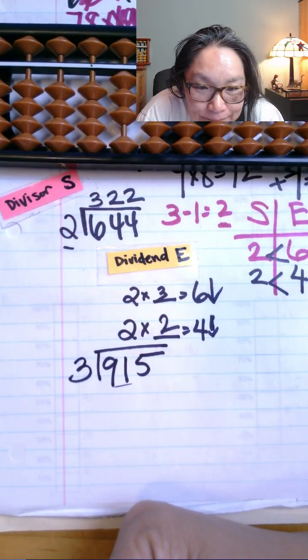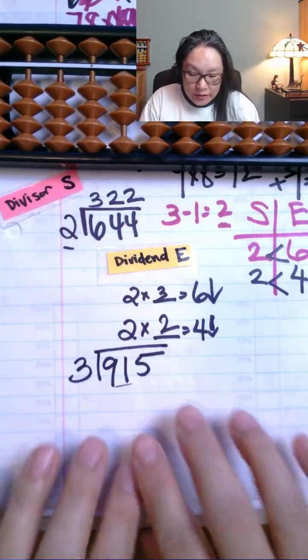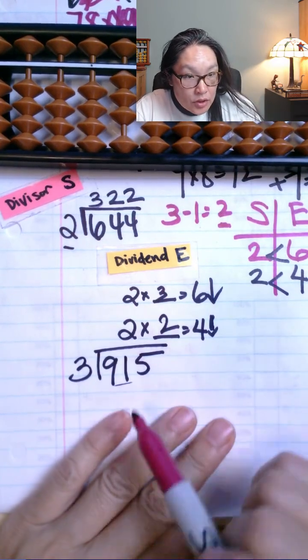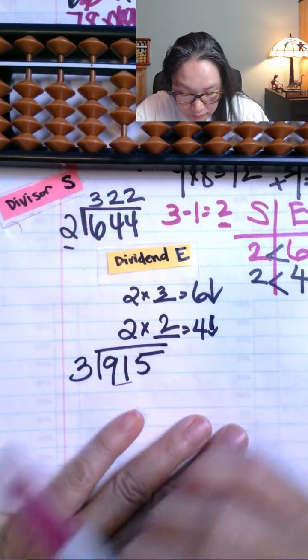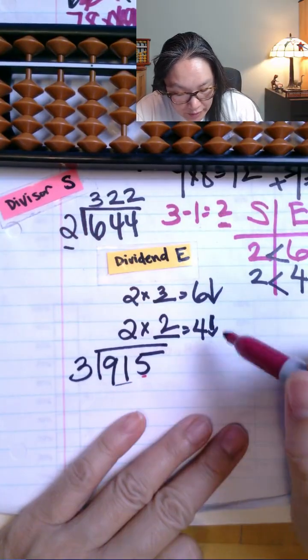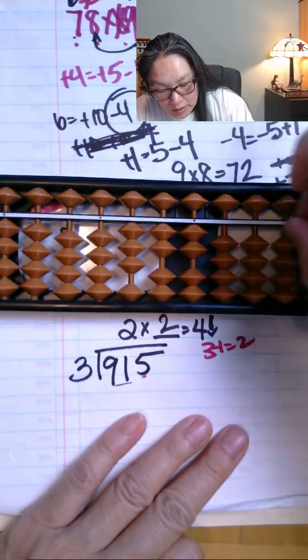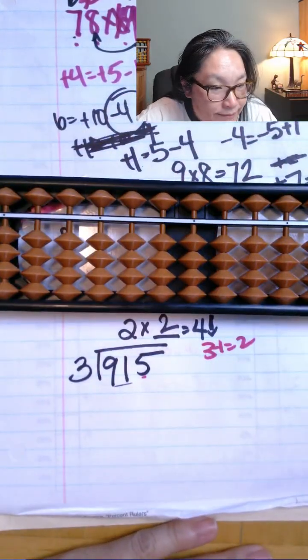Okay, so the first thing we're going to do, again, is to figure out our place value. So when we look at it, we have 3 over here and 1 over here. So 3 take away 1 is equal to 2. We're going to lock, and I think this will be it.